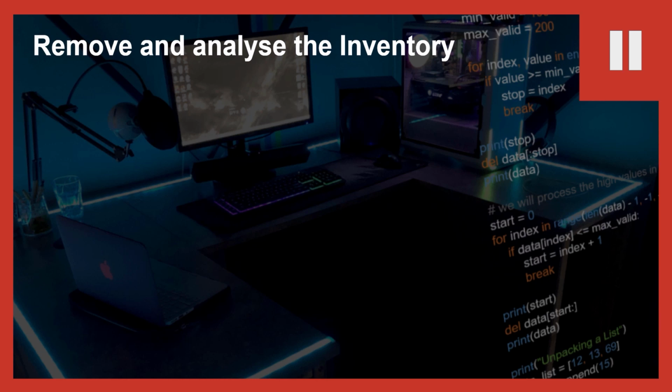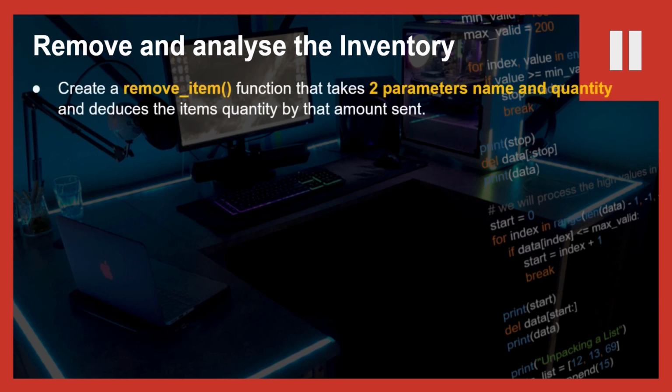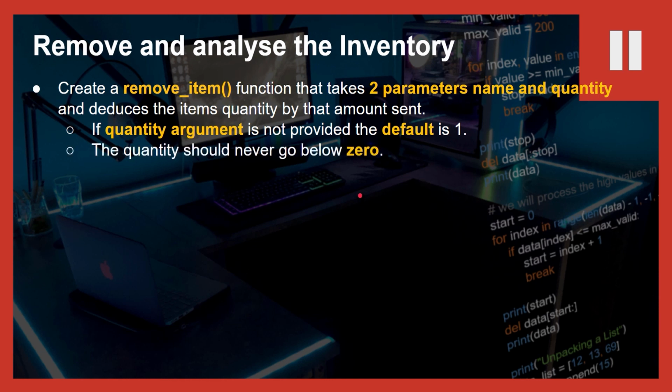Okay, so it's time to remove and analyze your inventory. First of all, you need to create a remove item function that takes in two parameters, the name and the quantity, and deduce the item's quantity by the amount sent to it. First, you need to check if the quantity argument is not provided, then the default is going to be 1. So this is the use of default parameters. If someone doesn't provide how much quantity they want to remove, then only 1 should be removed. Next, the quantity should never go below 0, of course, because you can never have minus 10 apples.